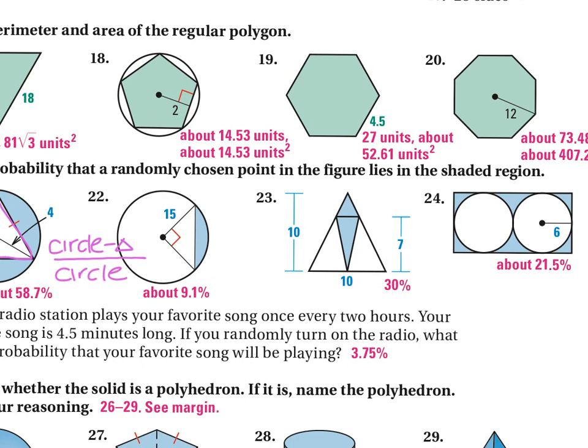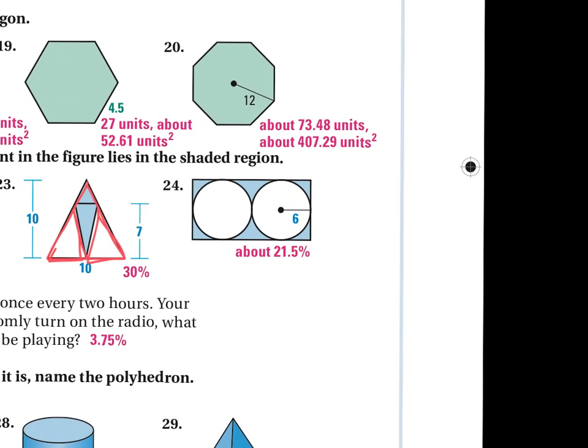Something like 22, you'd have to find the area of that sector and subtract from it the area of this triangle, put it over the whole thing. 23, finding the area of the whole triangle and then subtracting from it these two smaller triangles. That'll give you the shaded region, and then put it over the whole thing. And 24, finding the area of the rectangle and then subtracting from it 2 circles and putting it over the area of the whole thing, which is the rectangle.